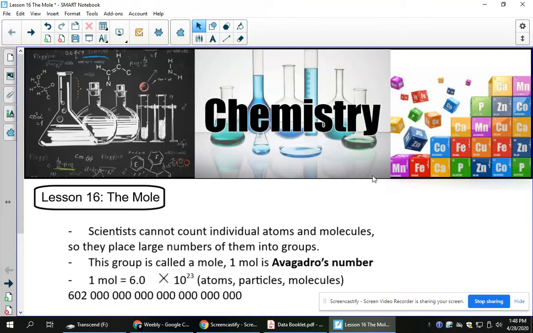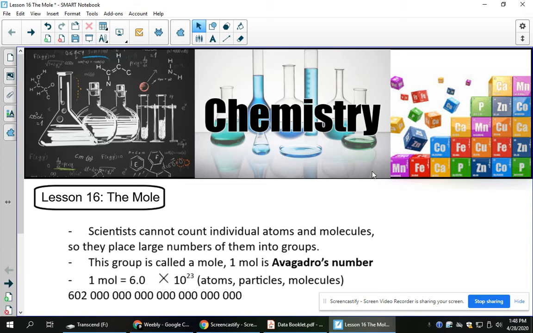Hi, today's lesson is lesson 16 on something called the mole. For this lesson, you need a calculator and your data booklet. So this lesson is on the mole, which is basically talking about a group of things in chemistry.